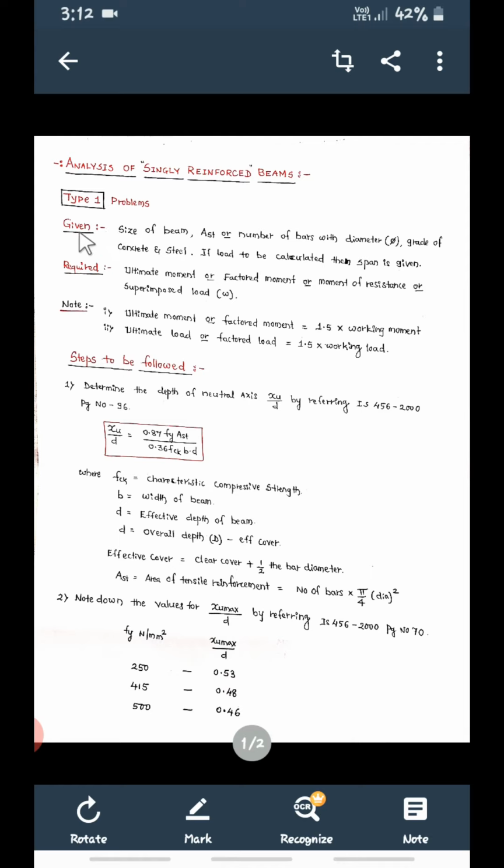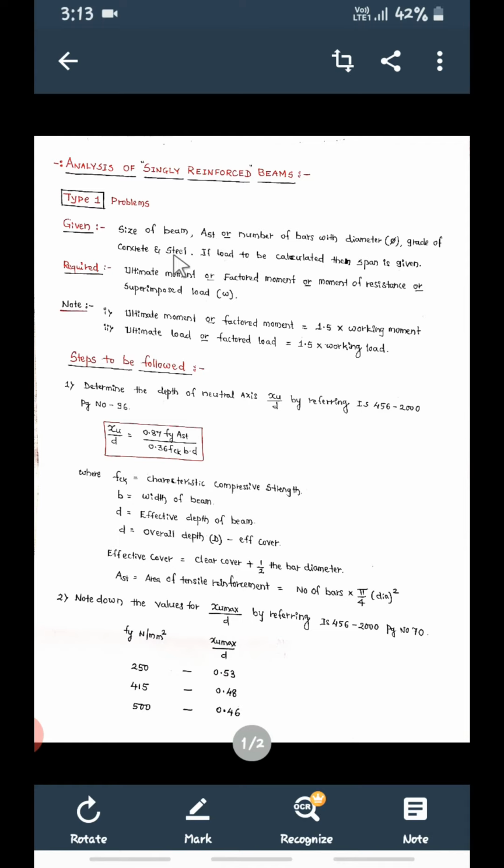So given data will be the size of the beam, then Ast, that is area of steel bars, or sometimes they're going to give the number of bars. So 3 numbers, 4 numbers, like that, and the diameter of the bar. So using number of bars and diameter of bars, you can calculate the area of steel. So directly Ast will be given, or number of bars with diameter will be given, then we can calculate the Ast. So that is the second thing they are going to give.